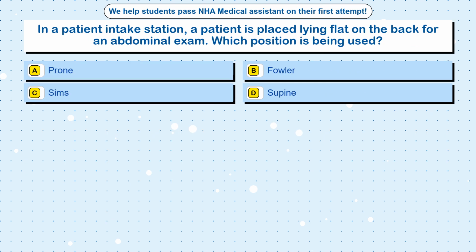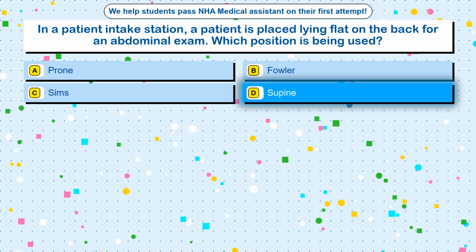Question 39. In a patient intake station, a patient is placed lying flat on the back for an abdominal exam. Which position is being used? Option A. Prone. Option B. Fowler. Option C. Sims. Option D. Supine. The correct answer is option D.